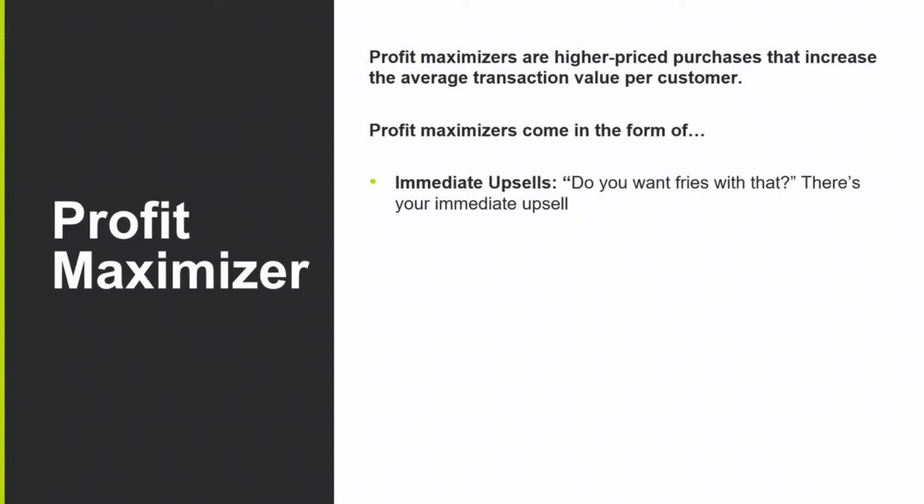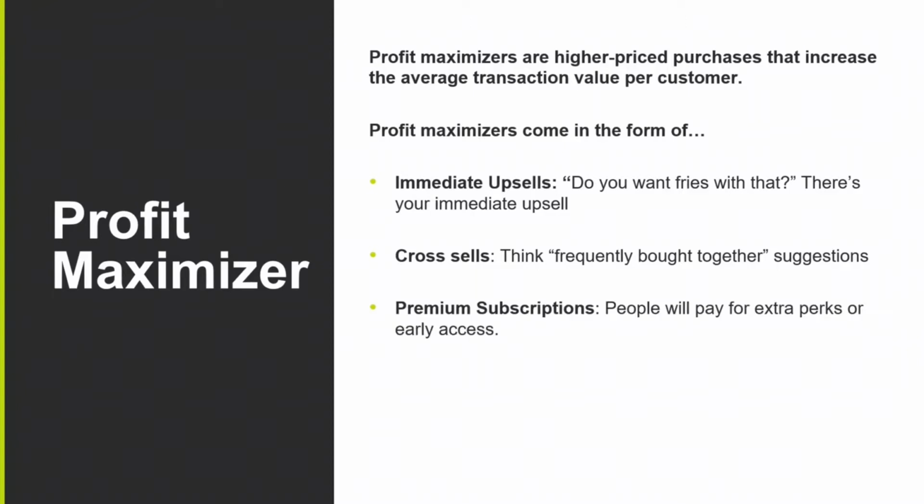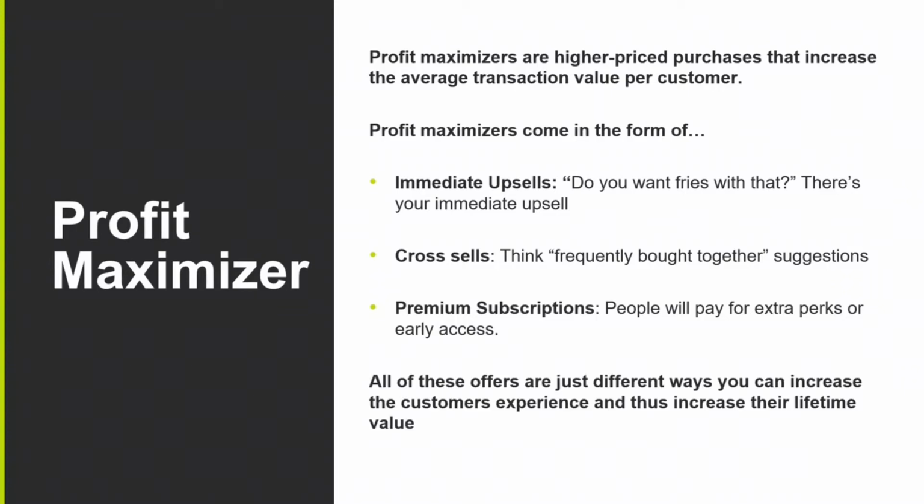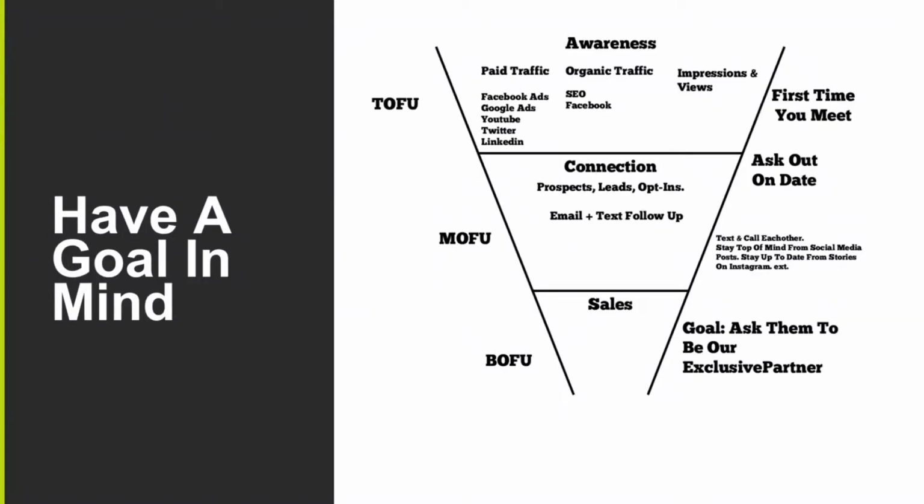So you can do upsells on your core offer even. So maybe your core offer could be yard maintenance, mowing the lawn, trimming, things like that. And then you upsell to like, hey, let's make your dream yard. Cross sells, premium subscriptions if you offer maybe some SaaS software or subscription based services. And so these are all just ways you can increase your customer experience and increase their lifetime value while also increasing the amount of sales per customer.